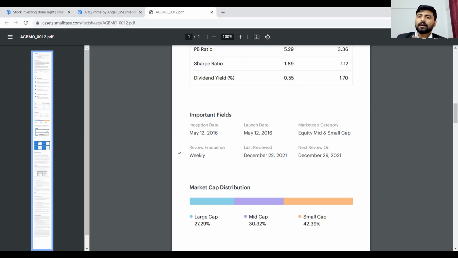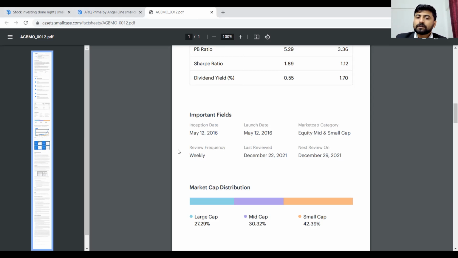Inception date basically describes the date on which the smallcase has been back tested with a particular index. So from the launch date onwards, this smallcase has been made live for client investments. And this is how this particular smallcase has performed in real life market conditions.